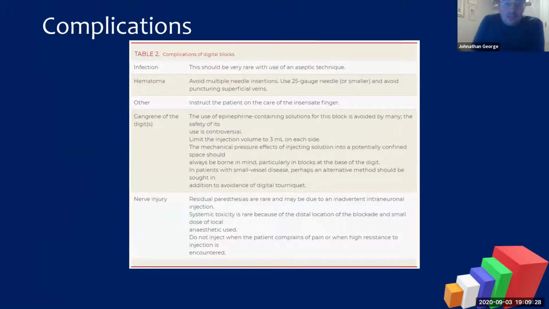Got a couple of complications. So infection, it's rare as long as you are using aseptic technique. So make sure that you've cleaned the area and you're following ANTT procedures. Risk of hematoma: use smaller needles, and make sure that you're not going into any superficial veins. Gangrene, the risk is reduced by not using anything with adrenaline in it. And nerve injury can happen, but it's very, very rare as well.